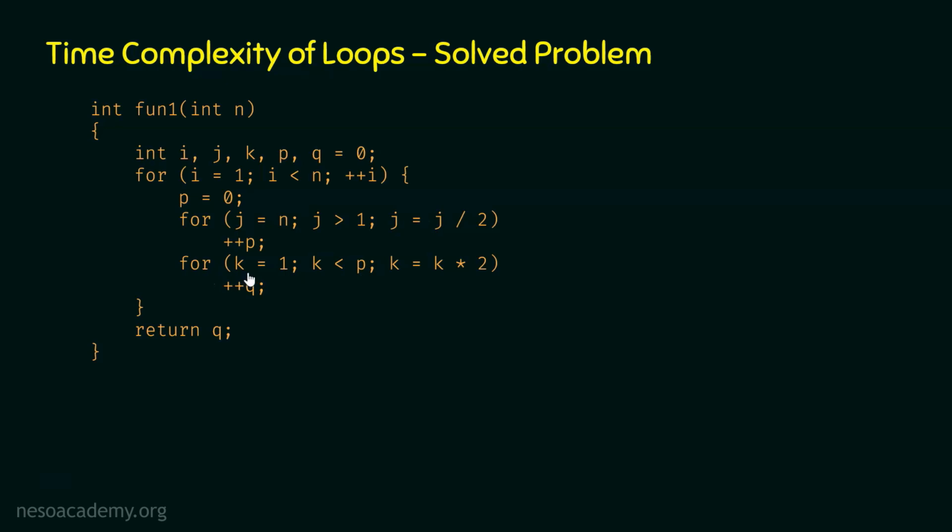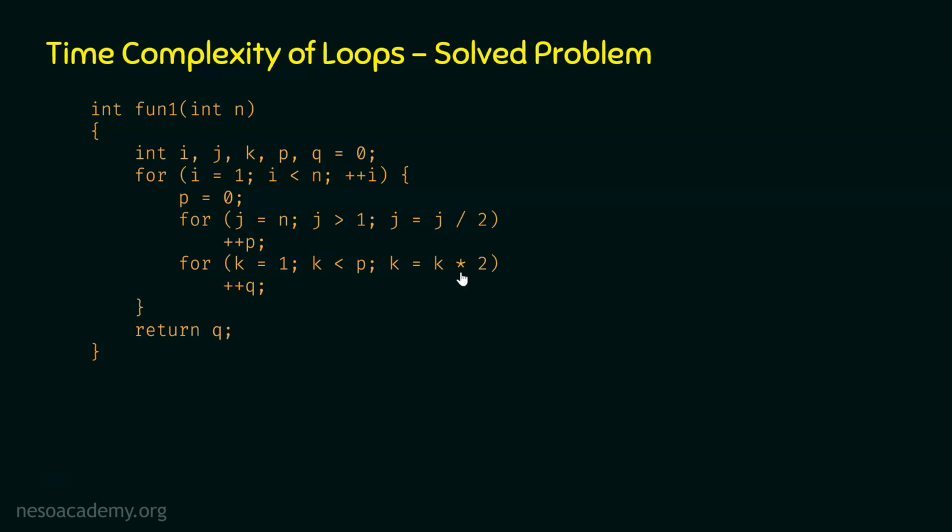In this for loop, k is initialized to 1. k is compared with p. If k is less than p, then the loop body will execute, and then k is updated to k times 2. Here we are using variable p, so it is important to know how many times this for loop runs to know the value of p, which we can use here in this condition.